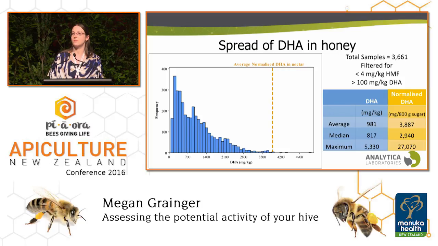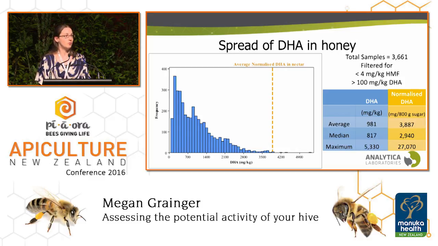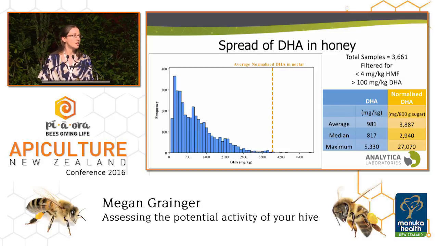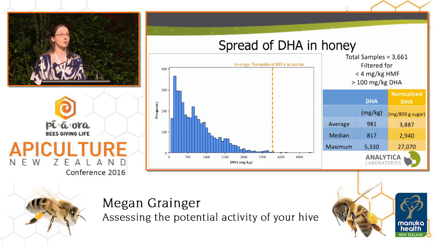So reasons for this may be that your honey has been diluted by other Manuka that has come from trees that aren't producing as much DHA, or it may be because different floral sources are also diluting it. We also know that not all of the DHA will convert into the honey. It may be utilized in other pathways. So this is also a reason for the dilution.